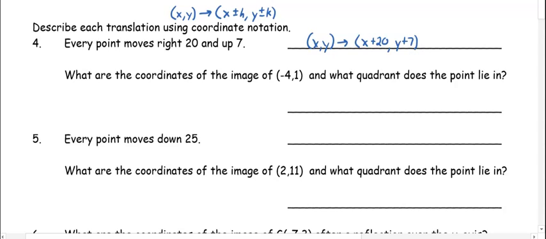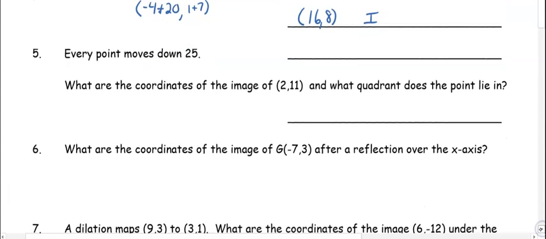Then we want to know what coordinates of the image of -4, 1, and what quadrant does it lie in. So we are going to put -4 in for x and 1 in for y. So we would have -4 plus 20 and 1 plus 7. So that is going to get us the coordinate of 16, 8. Both numbers are positive, so it is going to be in quadrant 1.